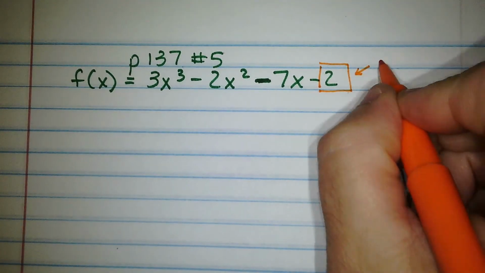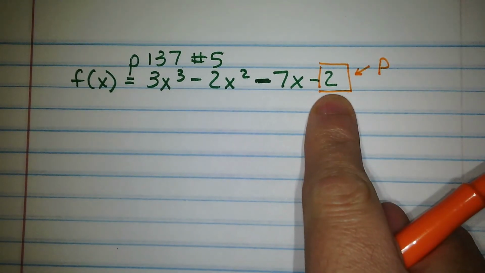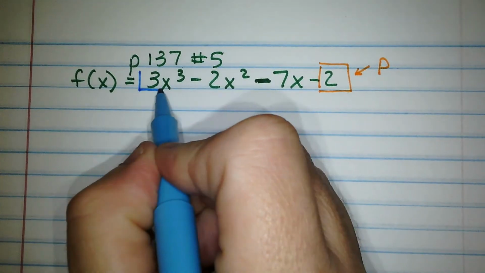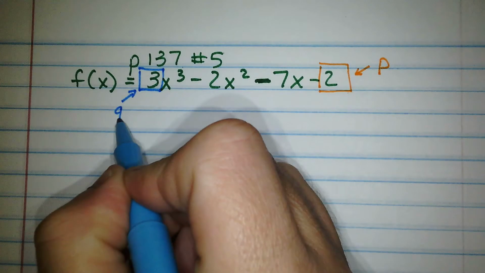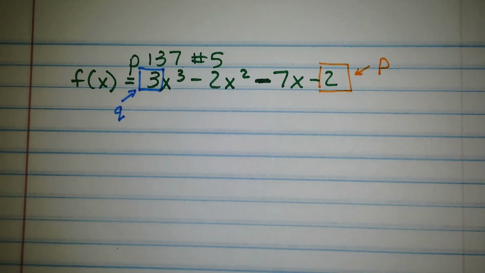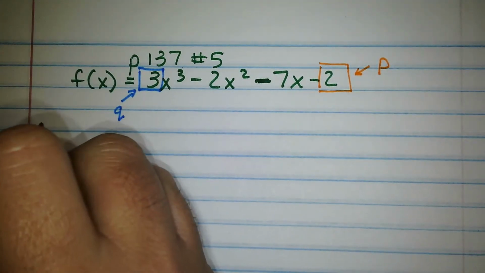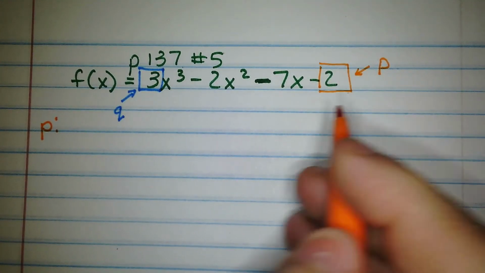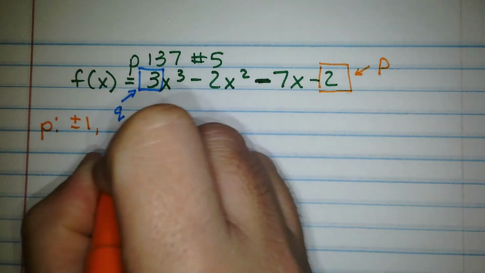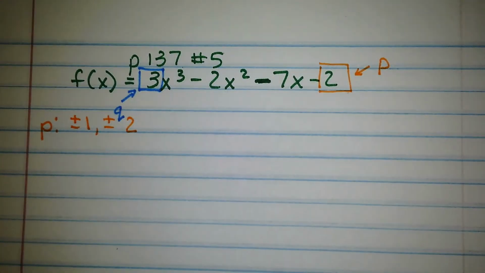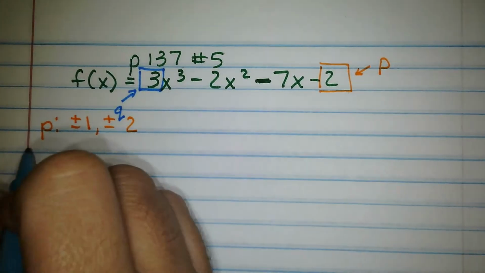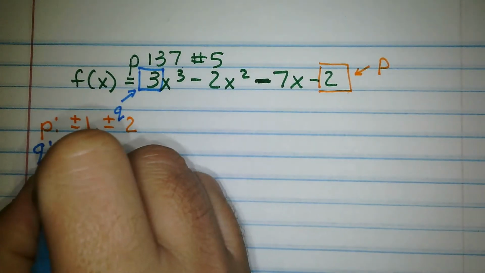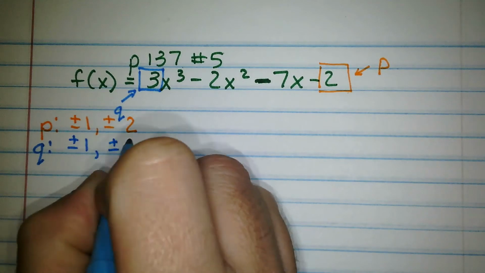So our rational root theorem identifies the constant as the p and identifies the lead coefficient as the q. We have to write down the factors of each of these and then put it in a ratio. Our factors of p are what makes 2 when you multiply, just plus or minus 1 and plus or minus 2. For our q, what makes 3 when we multiply? Just plus or minus 1 and plus or minus 3.